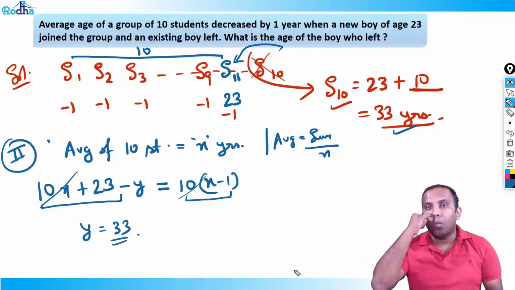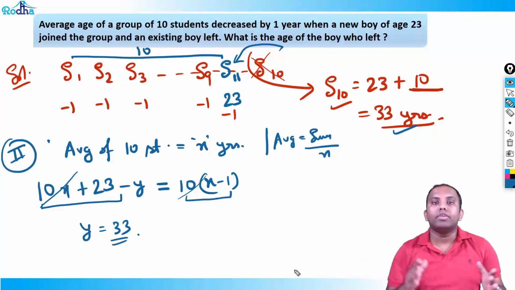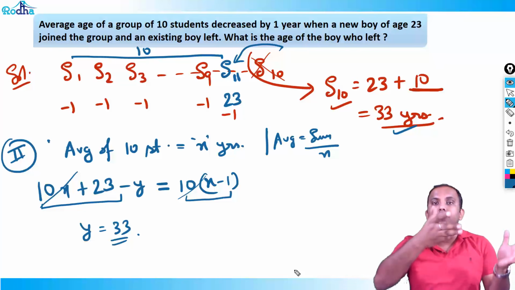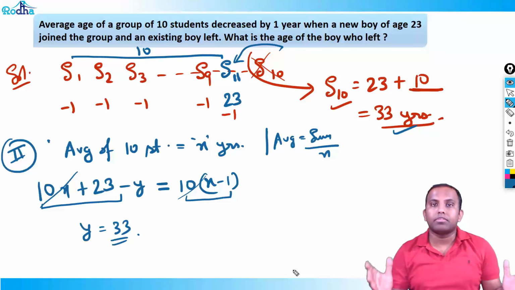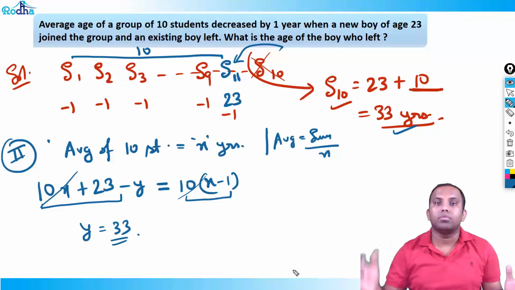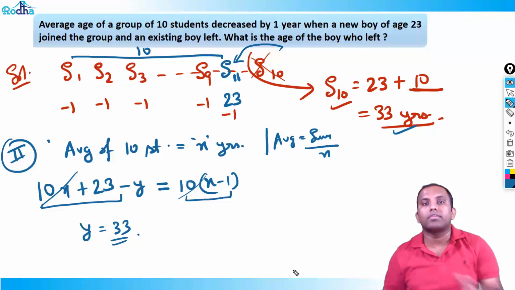How much does he take away? 1 year from each person, because the average age of the group decreased by 1 year. So 1 year from each person. There are 10 persons still, because one person has now joined the group. So still there are 10 persons. So 10 years he takes away. 23 plus 10, 33 years is his age.